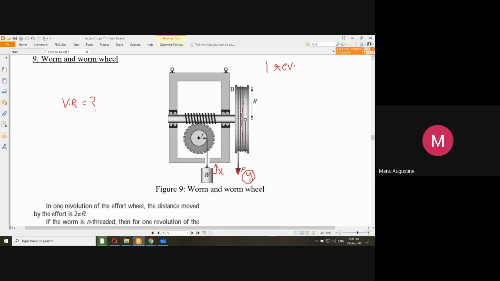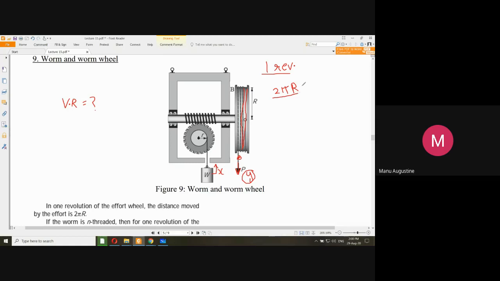the effort wheel. On one complete revolution of the effort wheel, the circumferential distance traveled by this will be 2 pi r. Since the radius is given, it is 2 pi r. If the complete diameter had been given here, then the distance would have been pi d, as we have seen in some previous cases. So let us go with r, since r is given. In one revolution of this wheel, the distance by which this rope moves would be equal to 2 pi r. This is now very easy for you to understand because we have done it earlier also.